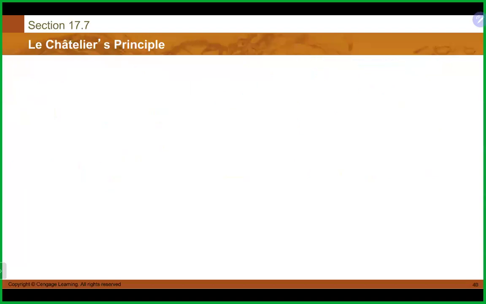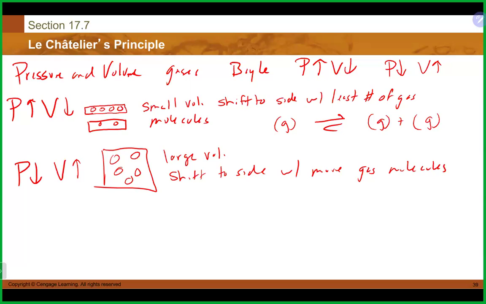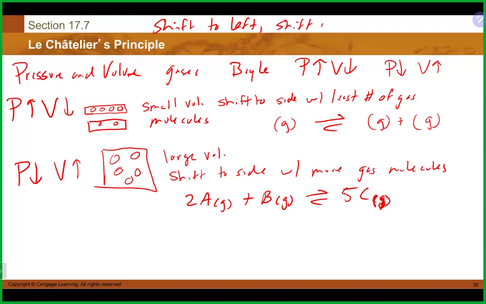All right, so let's take a look at one here. Let's say we had this equilibrium here, 2A plus B goes to 5C. And they're all gases here. So for each of them, will it shift to the left? Will it shift to the right? Or will there be no change, which is a possibility perhaps in some cases.